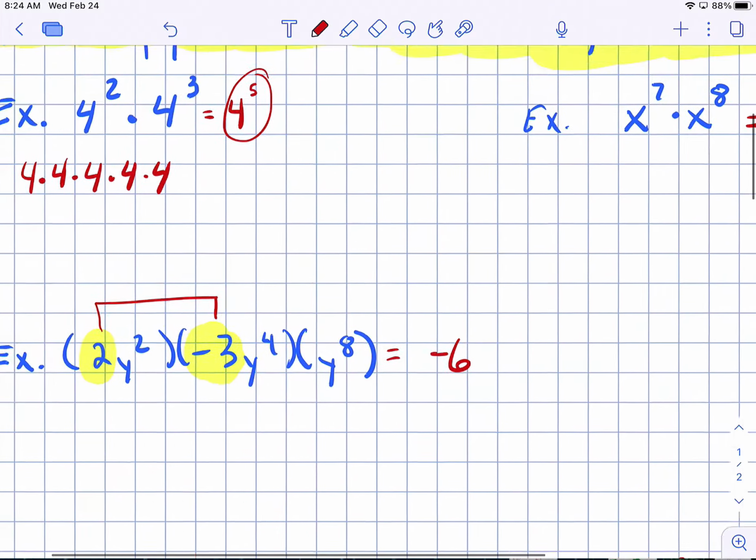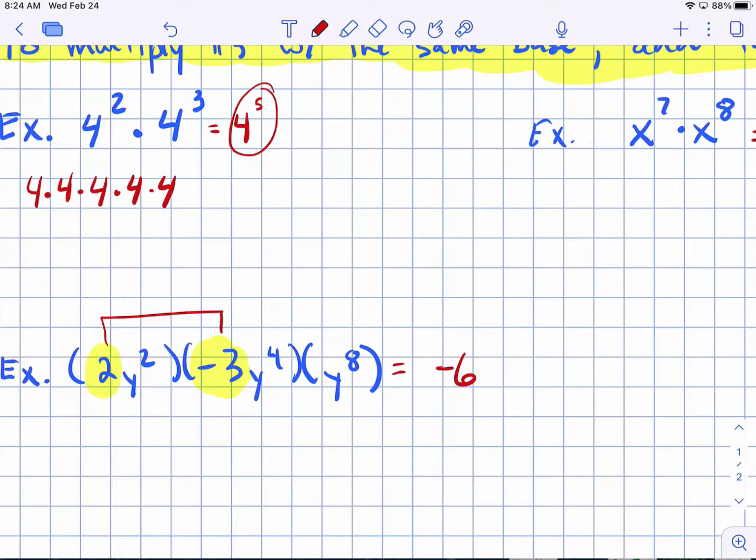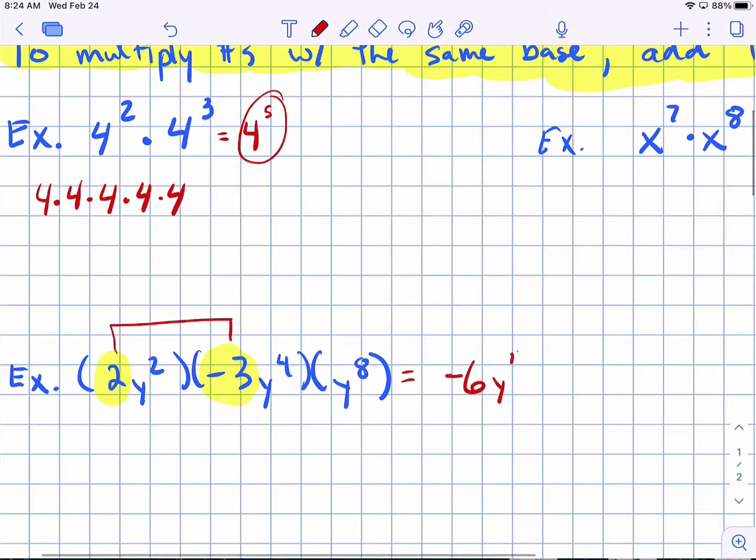But now I'm going to take my y values. I have y to the second, y to the 4th, and y to the 8th, and I'm going to add my exponents together. So 2 plus 4 is 6. 6 plus 8 is 14. And that's it. So if it's just a regular number, treat it like a regular number. If it's an exponent on a variable or a number, then you can go with your exponent rules from there.